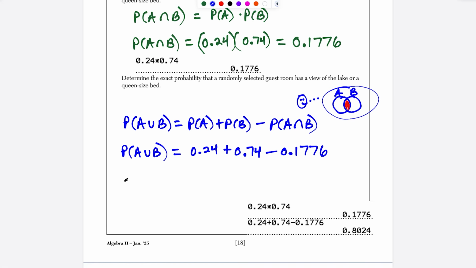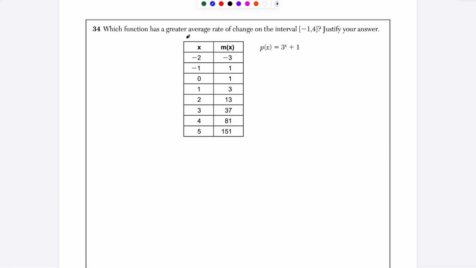So now let's write out our final answer and make sure that we're writing the exact probability. So we have the probability of A or B occurring is equal to 0.8024. Question 34, which function has a greater average rate of change on the interval -1, 4? And we have to justify our answer.